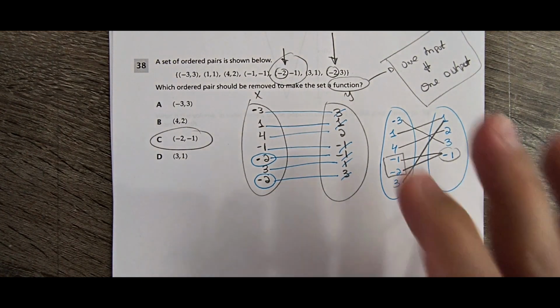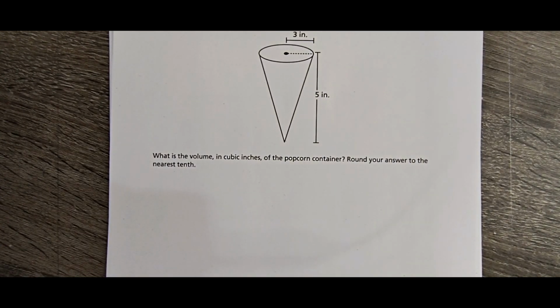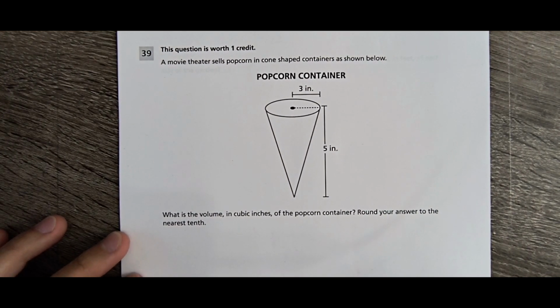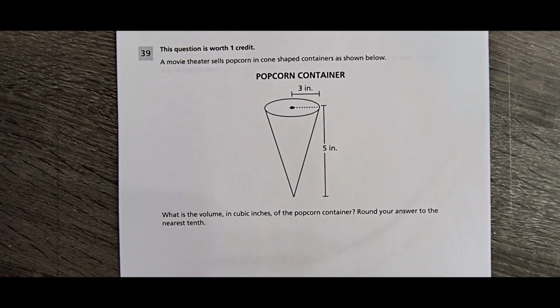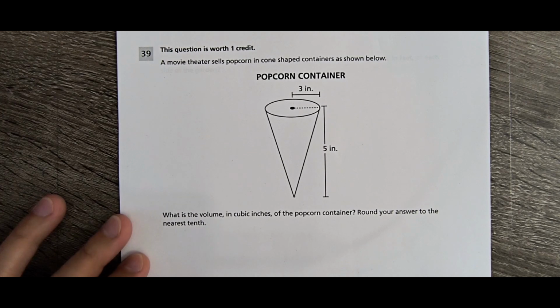Let's continue now with problem number 39. As you can see in this problem right here, we have a cone, which is a popcorn container, and they sell it in the movie theater in order for you to get your popcorn. Pretty interesting, right? Now we're trying to find out the volume. What's the volume of this cone? We need to find out the volume.